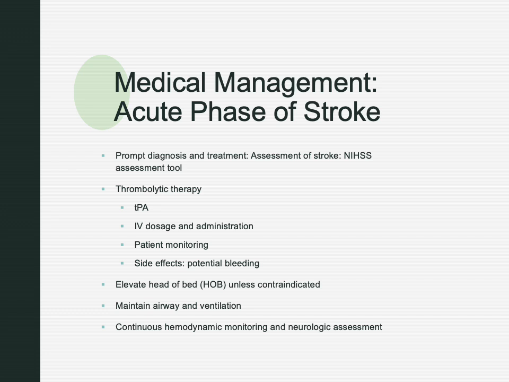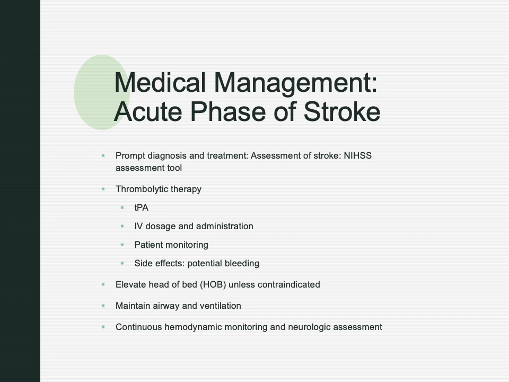It's IV dosage, weight-based, with strict monitoring. This is going to be an ICU patient, so we're not going to get into a bunch of the weeds of that, but elevated head of bed, maintain airway ventilation, hemodynamic monitoring, and neurological assessment. Obviously the risk is going to be bleeding, and there are criteria that will rule people out, even though we knew when they were last normal and they have an ischemic stroke. There are other things that can make them not eligible for TPA, but specifically based around that risk for bleeding.